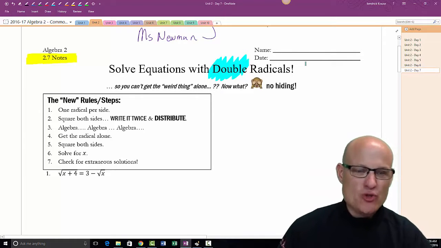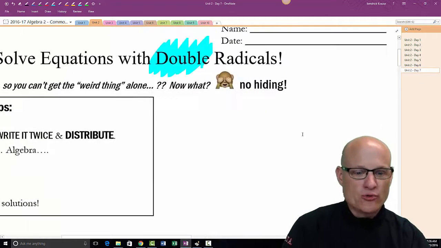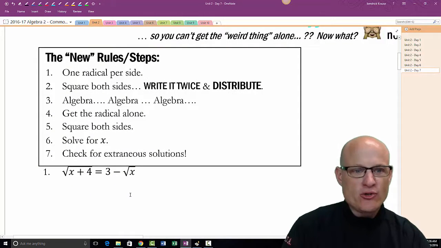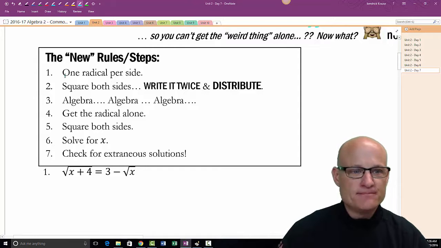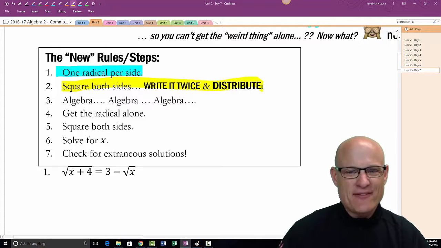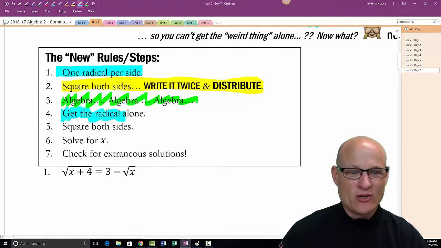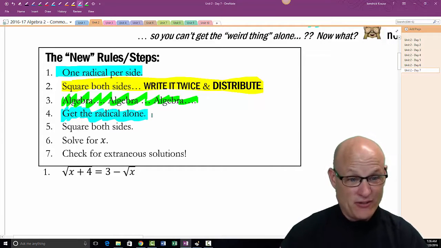All right. So we got some new rules. Let me go over my new rules. You can only have one radical per side. You're going to square both sides, and we're going to end up having to double distribute and do a bunch of funky stuff. Then we got a whole lot of algebra to do. But because we had two radicals, we're going to have another radical alone, and then it's like yesterday's stuff.